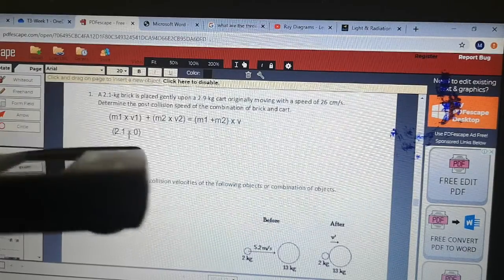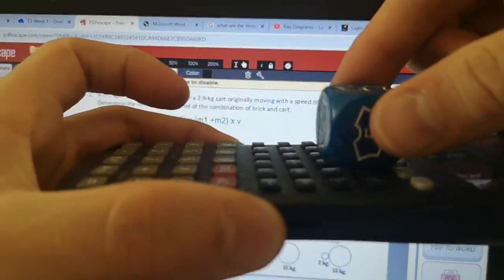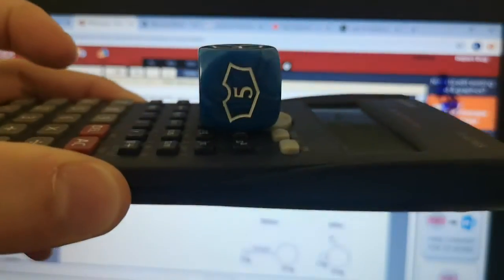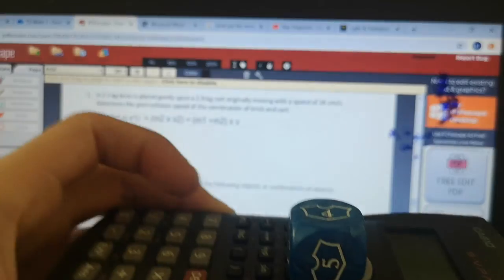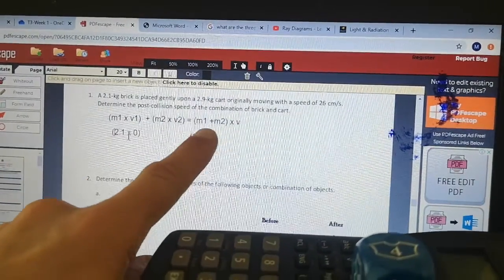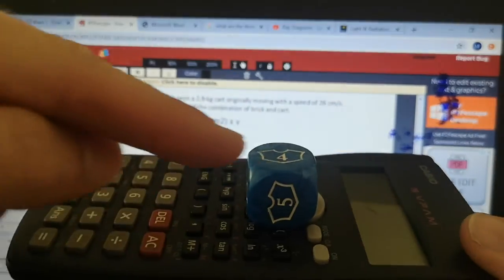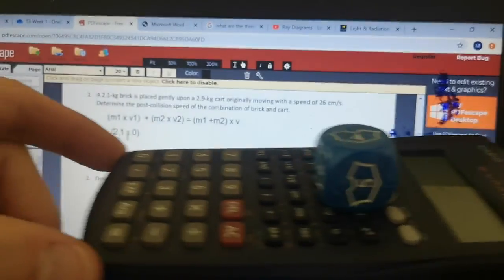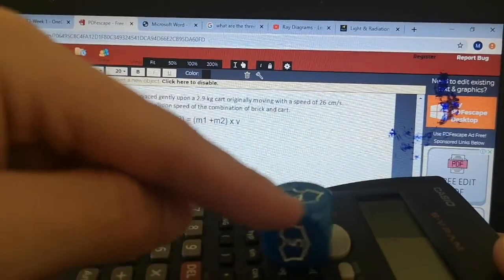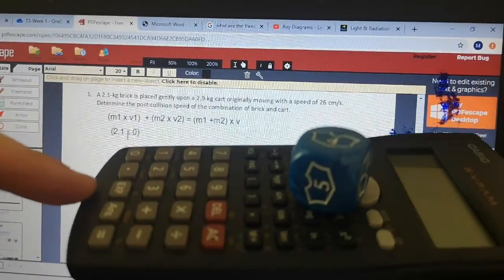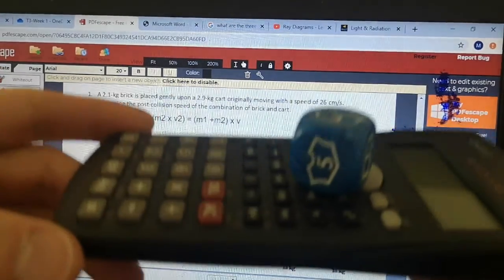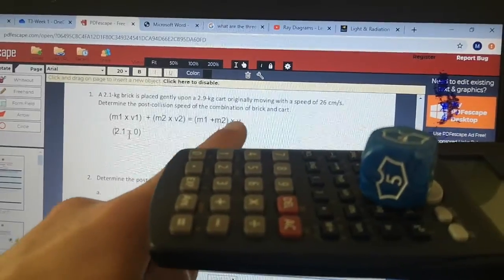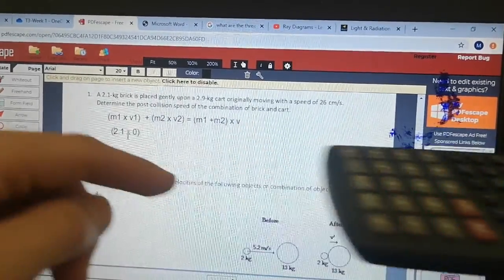Imagine here's my cart moving, and I just gently place a mass on top of it. So the mass of the total system is increased after the collision. That's why we have to do this one plus this one, because now I have the mass of the calculator plus the mass of the dice. Or in this case, the brick, here's the brick, and here's the cart, right? So the mass is increased after the collision, but we only have one object, so we just do one mass, the total mass times the velocity.